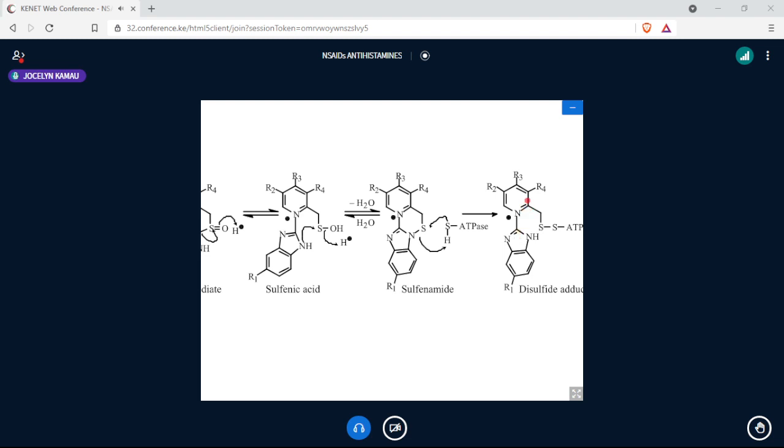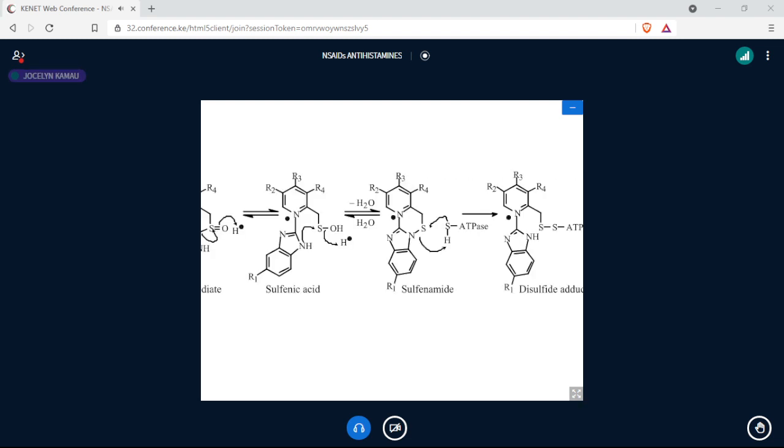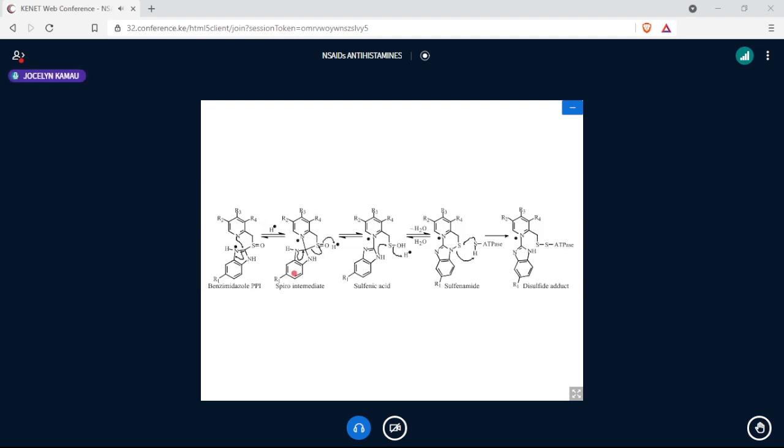Then, of course, this group was still there. This group was still there, but of course, this group was continuous. If you look, remember our original structure. Remember our original structure, you can see the pyridyl nitrogen was free. Now this time it is the one which is attached directly to the benzimidazole, and then the sulfur, the sulfoxide, which was attached to the benzimidazole cleaves, and that sulfoxide is now attached to an ATPase enzyme. And that is the disulfide adduct. That is the adduct that we require.